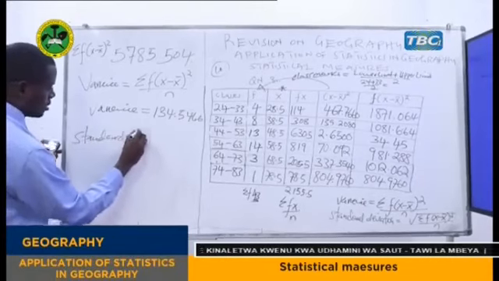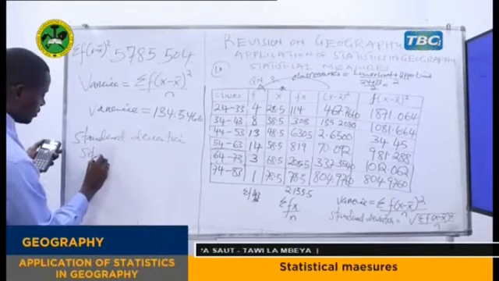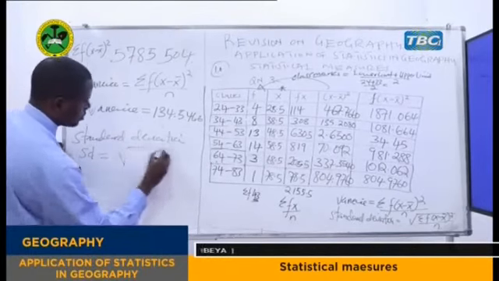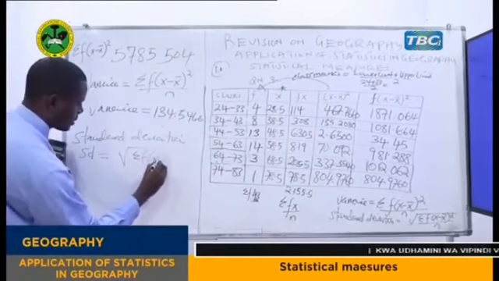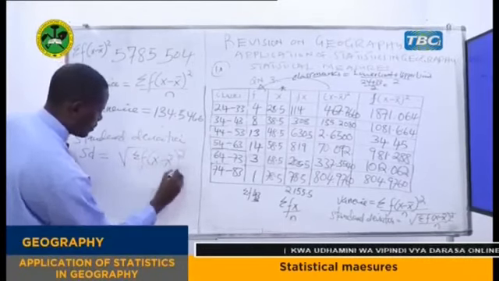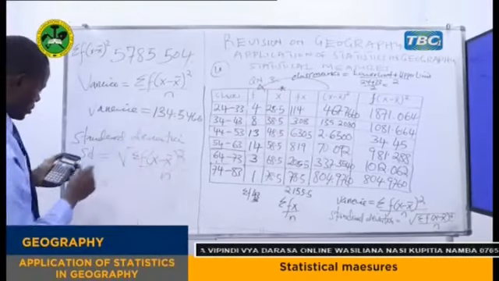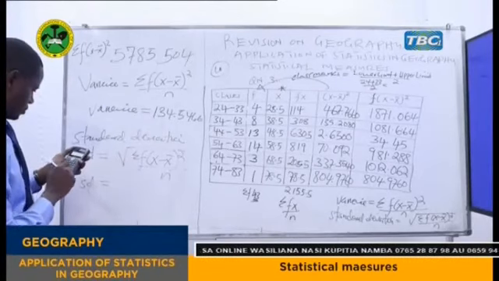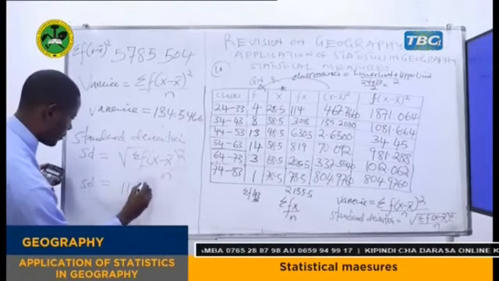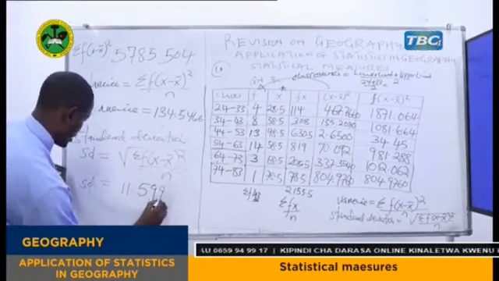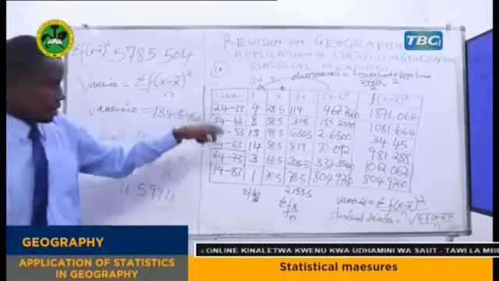Then we go for the standard deviation. We say the standard deviation is given by the square root of the variance. Then we square root the summation of f(x minus x bar) squared, then we divide by n. So for that case, our standard deviation will be, we just square root that one. Then the answer will be 11.59994. So this is the standard deviation for our question.